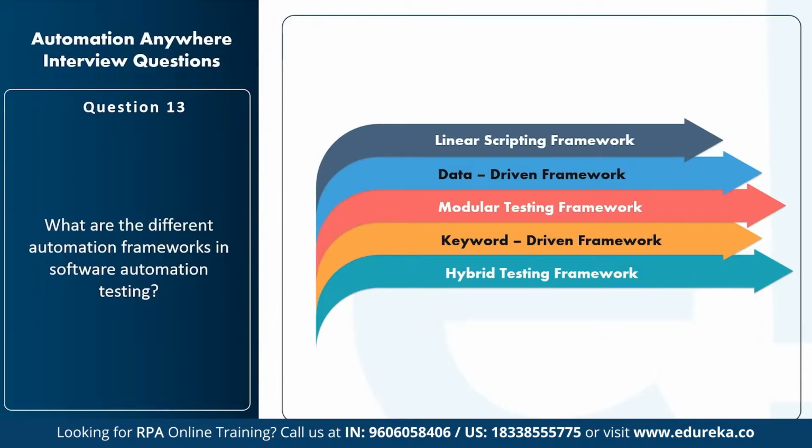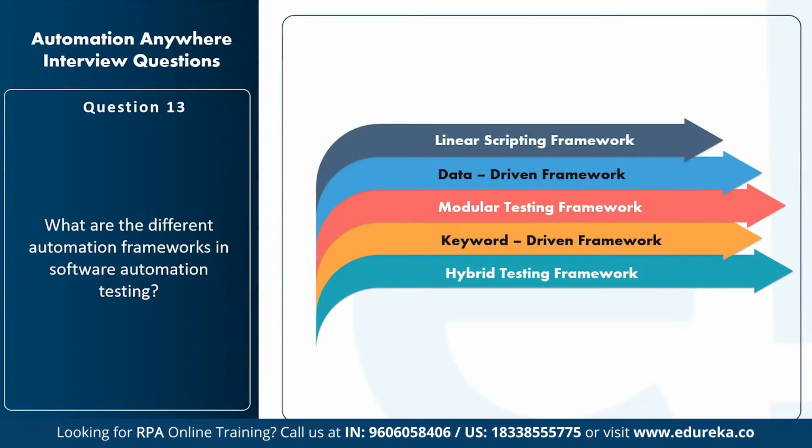And finally, coming to the hybrid testing framework, as the name suggests, this framework is a combination of 2 or more frameworks mentioned above. It attempts to leverage the strengths and benefits of other frameworks based on the tester's requirement. So guys, these were the various automation testing frameworks present in the field of automation testing. That is the linear scripting framework, the data-driven framework, the modular testing framework, the keyword-driven framework, and the hybrid testing framework.